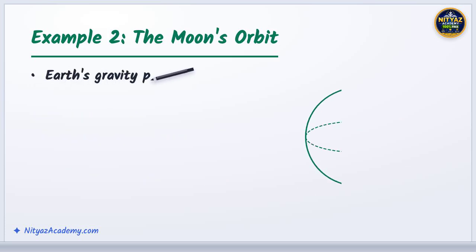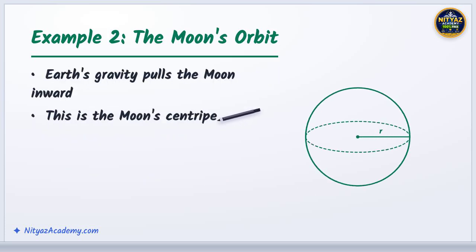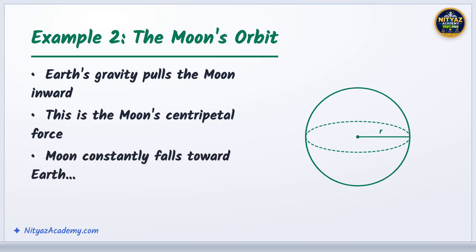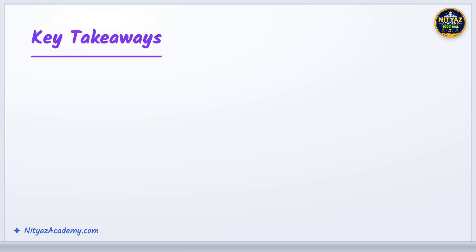The moon orbits Earth for the same reason. Earth's gravity provides the centripetal force pulling the moon inward. You can picture the moon as always falling toward Earth, yet because it also moves sideways fast enough, it keeps missing and curves around in a continuous orbit. The falling apple and the orbiting moon obey one identical law of gravity.